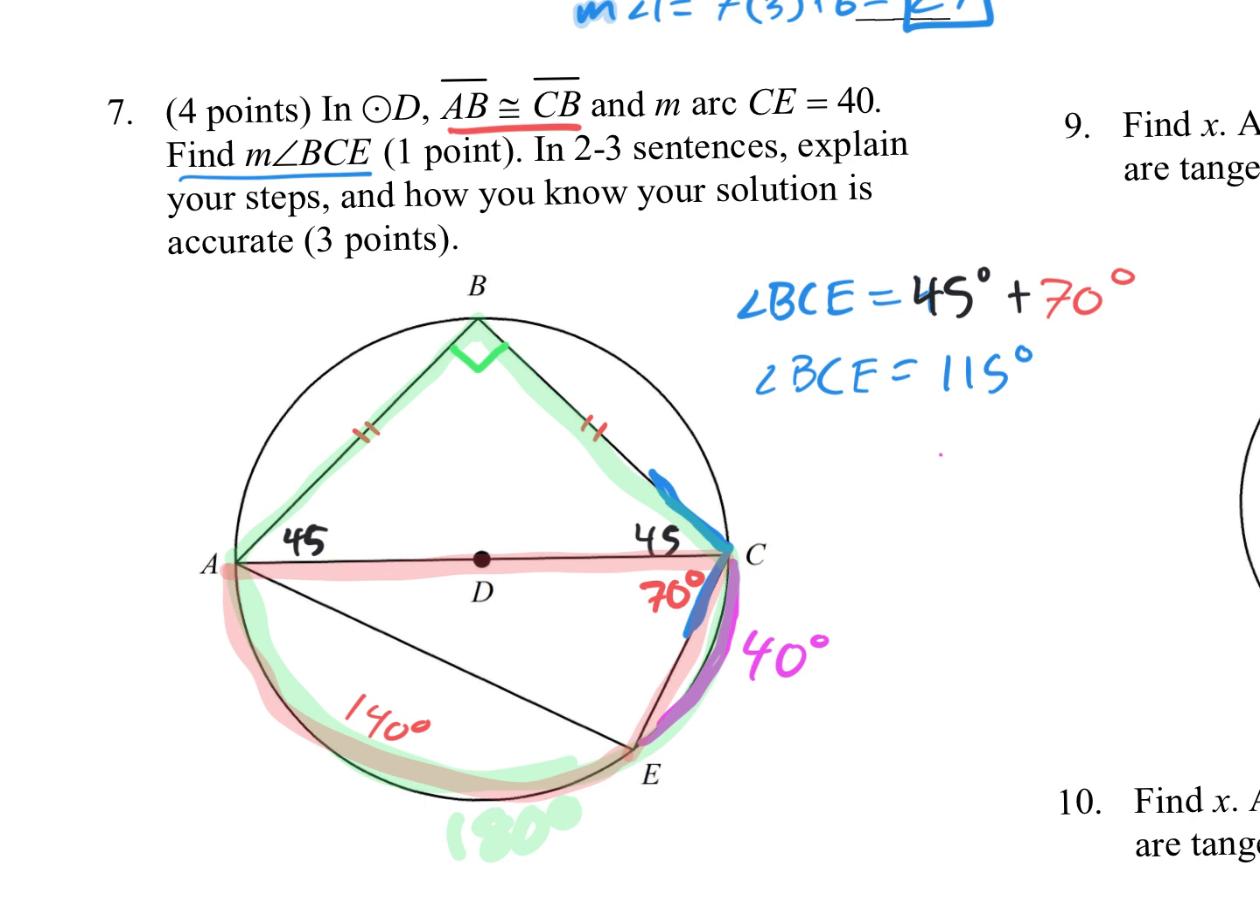I would expect for you to tell me how you knew this arc is 140. And again, that's because this whole thing has to be 180. So we can simply do 180 minus 40 to get 140. And then we can know that this is 70. How did you know this is 70? Well, it's half of 140. And then finally, therefore, the angle we're looking for, BCE, is going to be angle BCA plus angle ACE, which is 45 plus 70. And we have our answer. And now I've explained to you all the steps that I would be looking for in this problem.